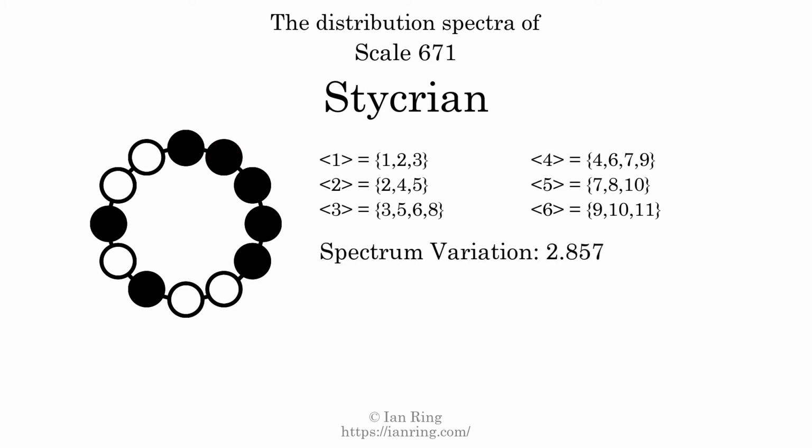The spectrum variation is the sum of all the widths, divided by the number of tones. The spectrum variation of this scale is 2.857. Since the variation is greater than 0, this indicates that the scale is not perfectly even. The highest spectrum width is 5. Since this is greater than 1, we know that this scale is not maximally even.